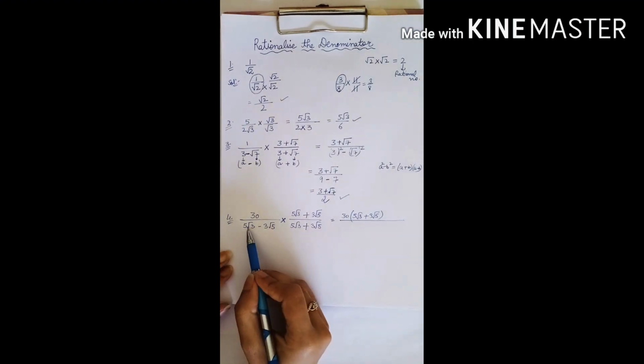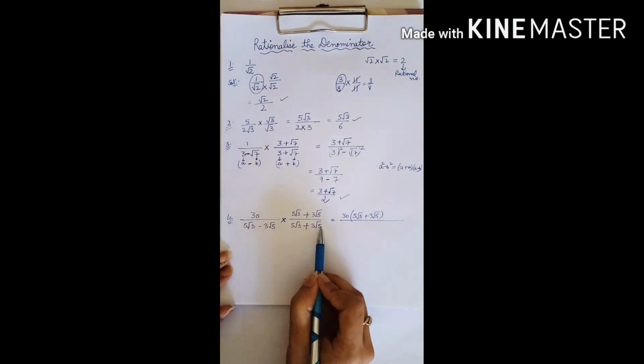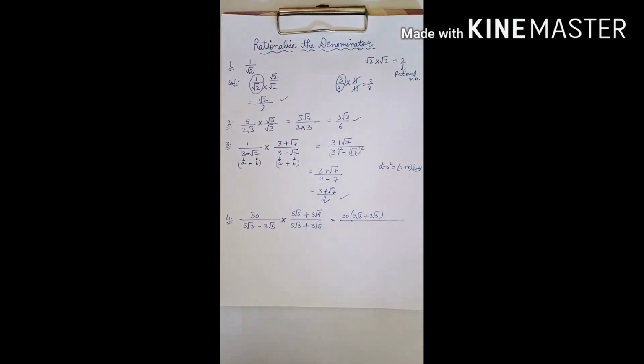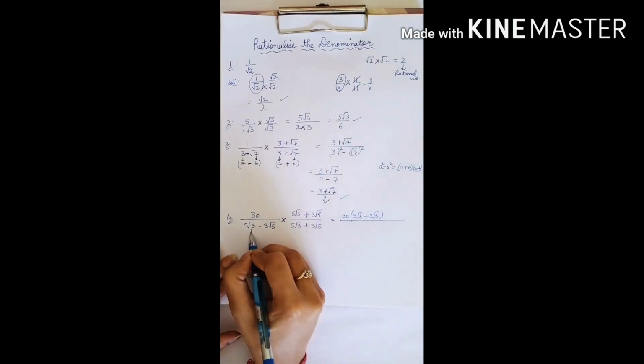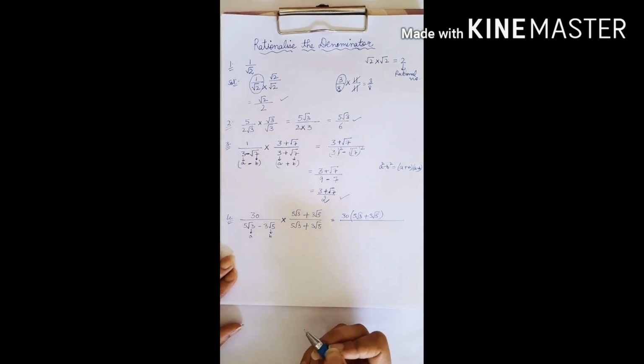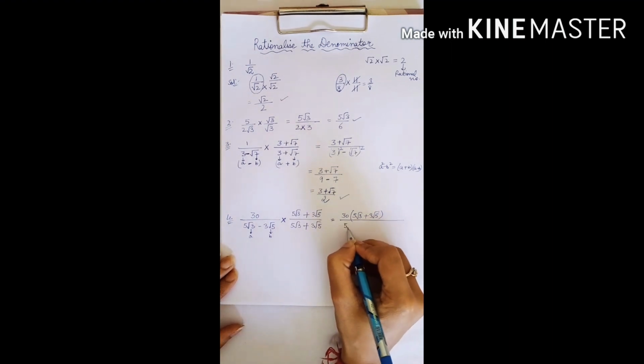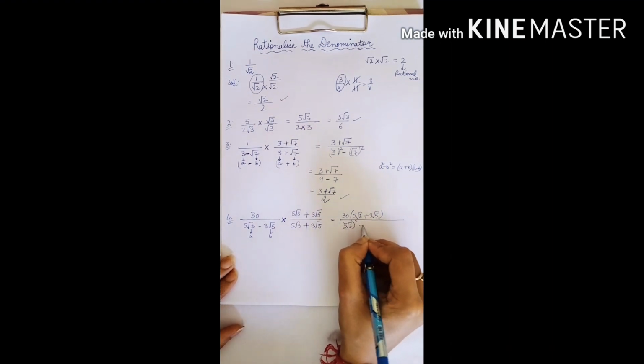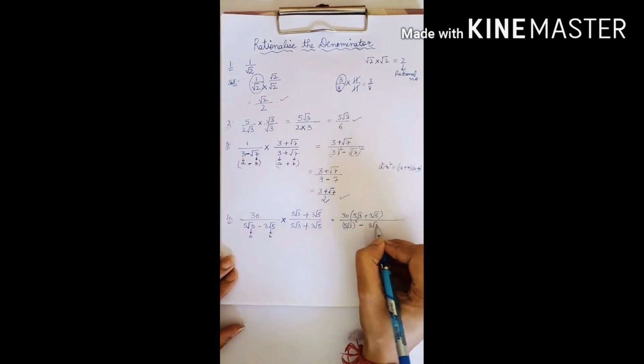Again, here it is A minus B and here it is A plus B. So what we will get here? We will get A square minus B square. This is A and this is B. So A square minus B square.